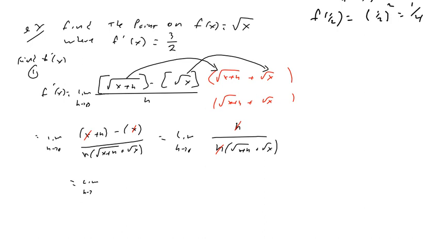1 over square root of x plus h plus square root of x, which is 1 over 2 root x, because this h goes away, becomes 0. Square root of x plus square root of x is 2 root x. And so this is f prime. That's the derivative. There's my derivative equation.